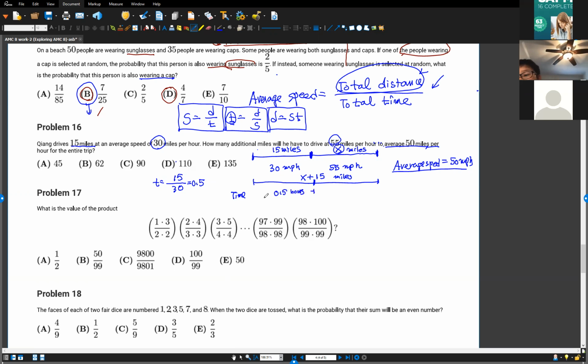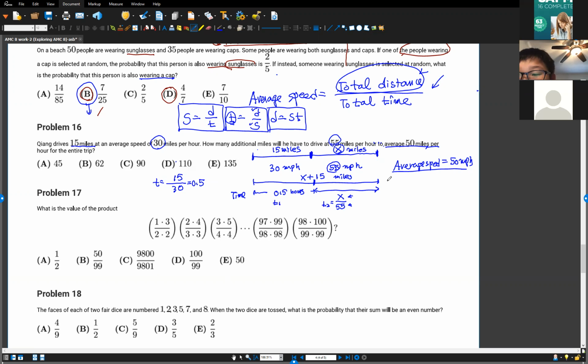What is the next section? Still we don't know. Next section is what? Distance we don't know. Distance is unknown. Speed is given, 55 miles per hour. So what is that? x over 55 hours, right? Distance over speed is still time. This is the first time. This is the second time. Up to here, okay?